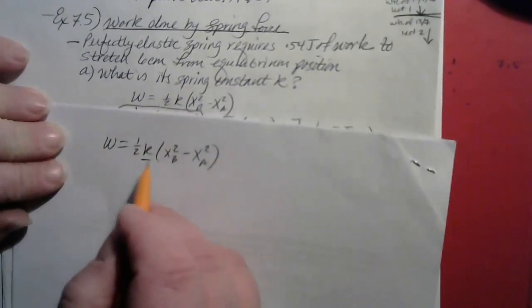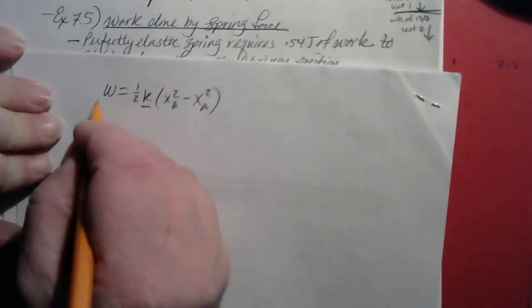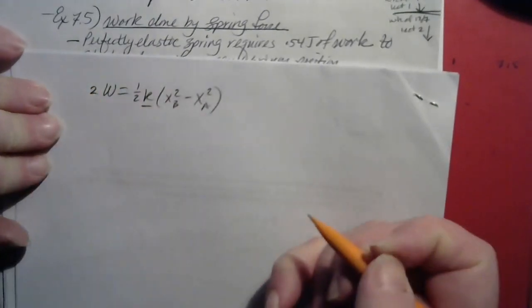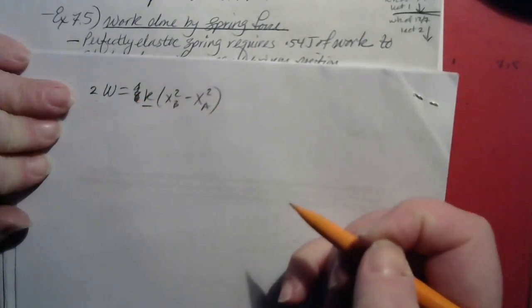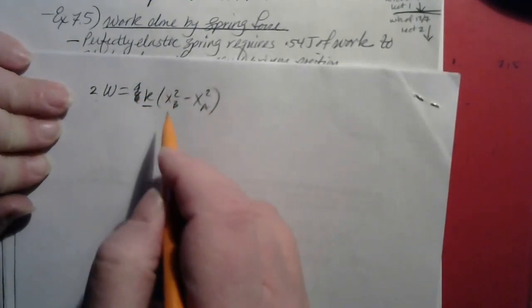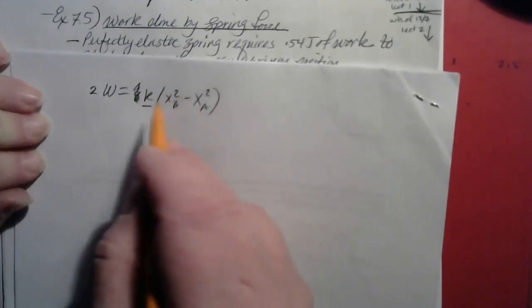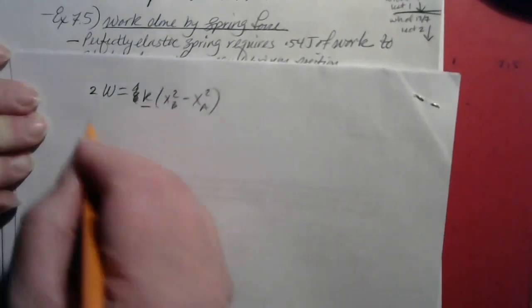equation. And to do that, we can just basically divide both sides by everything that's multiplied by k. So we can divide both sides by 1/2. Dividing by 1/2 is the same as multiplying by 2. So I'll just put a 2 in front of the W, and that gets rid of the 1/2 on this side. And we could divide by this whole part of the equation here, x_b squared minus x_a squared.